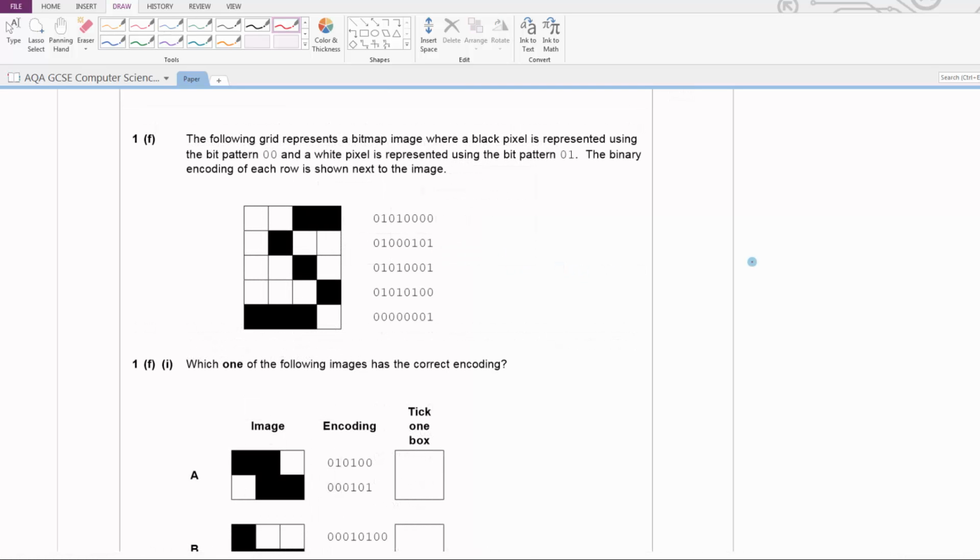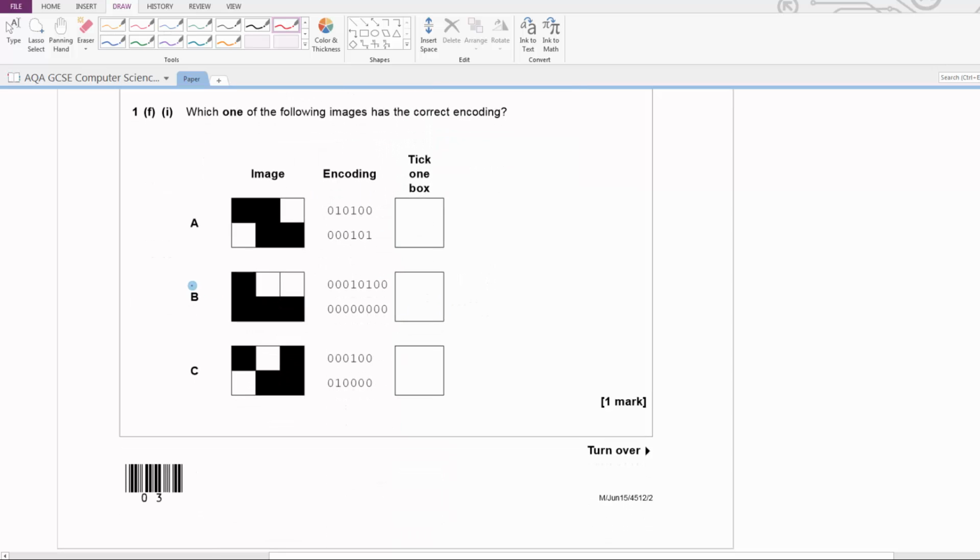F says the following grid represents a bitmap image where black pixels are represented using the bit pattern 0, 0, and the white pixels are represented using the bit pattern 0, 1. So this might not be how you expect it. Usually it's just 1 and 0, but this is making sure you take in this information. The binary encoding of each row is shown next to the image. So we can see the pattern here. 0, 1 is white, so you've got 2 white pixels here, and it's reading from left to right, as we can see from this example.